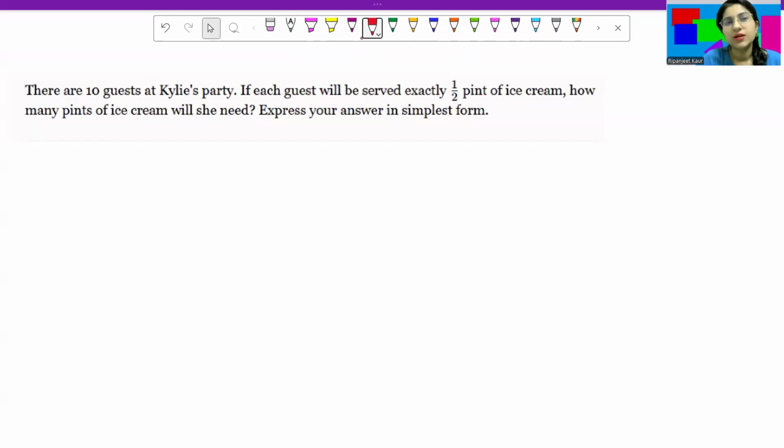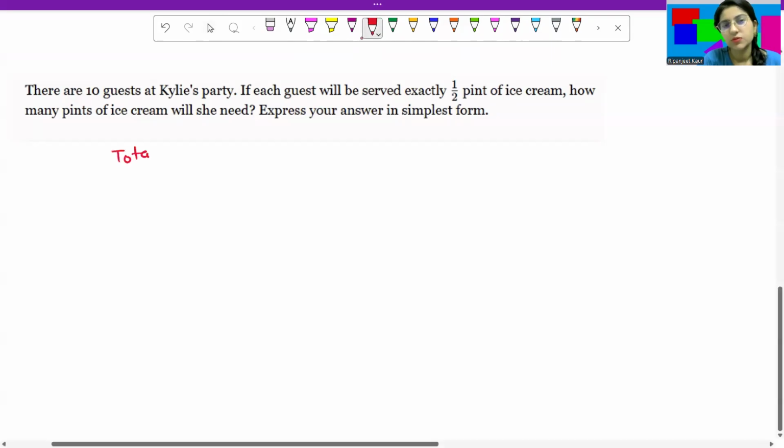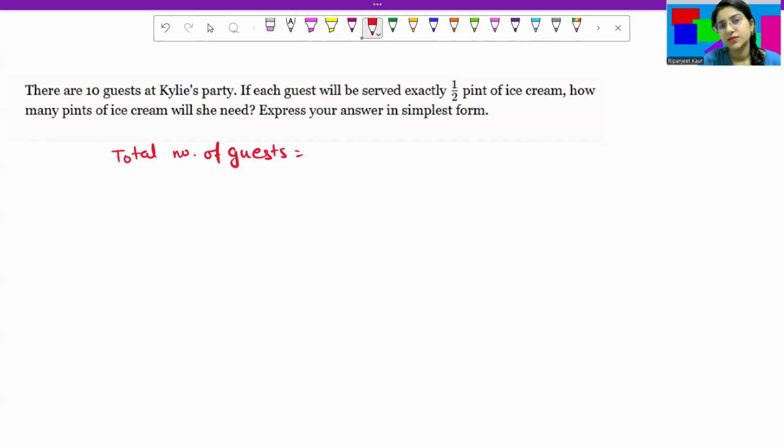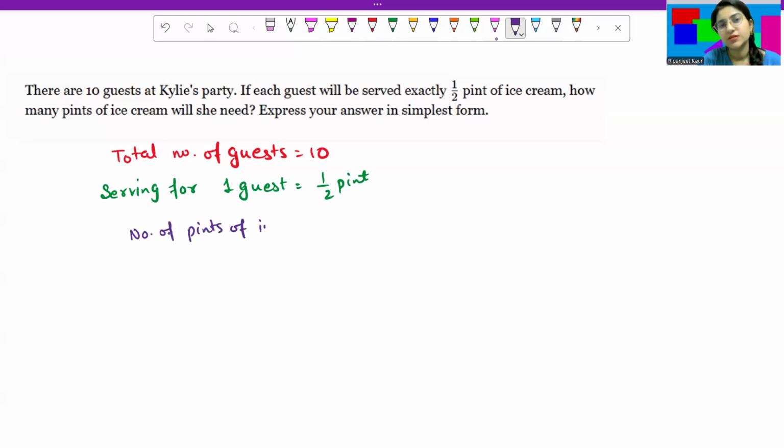So we know that there are total 10 guests. So total number of guests is 10. If each guest will be served half pint of ice cream, so serving for one guest is half pint. How many pints of ice cream will she need? That means number of pints of ice cream is what we want to find out.